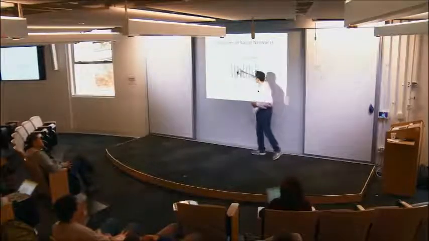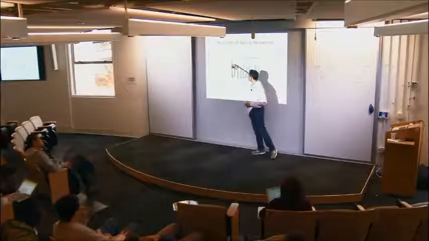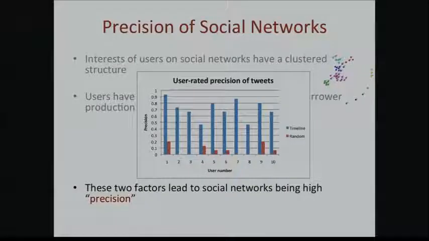So among 10 people, we asked them to rate tweets in their timeline in blue and random tweets in red, and you could see that the average precision, or the average fraction of tweets in their own timeline which users thought were relevant, was around 80%, and random tweets were completely uninteresting to people. And so all of this is good, right?